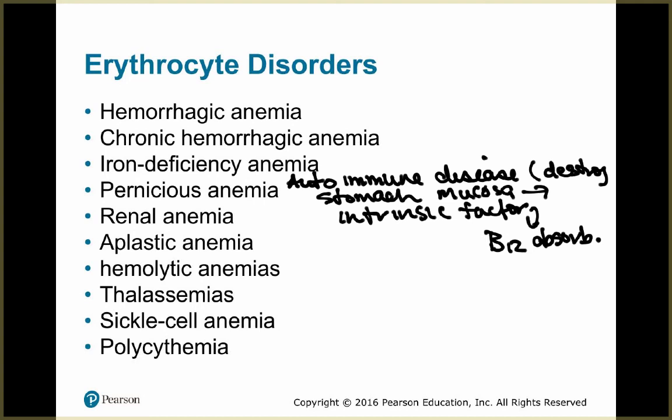And if you remember when we talked about folic acid and B12, it's needed to help red blood cells divide. So basically without B12, red blood cells enlarge but can't divide. So they result in these red blood cells that are known as macrocytes.